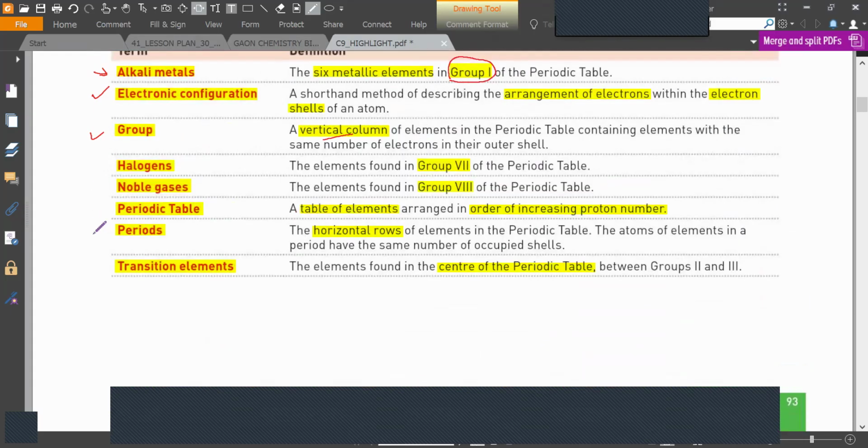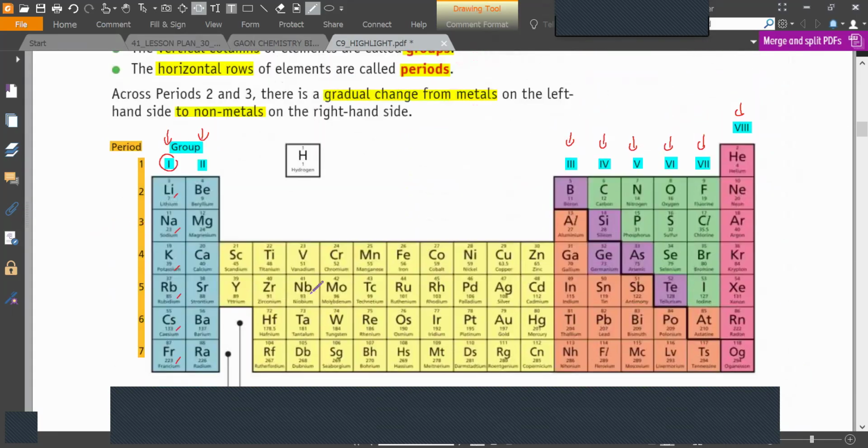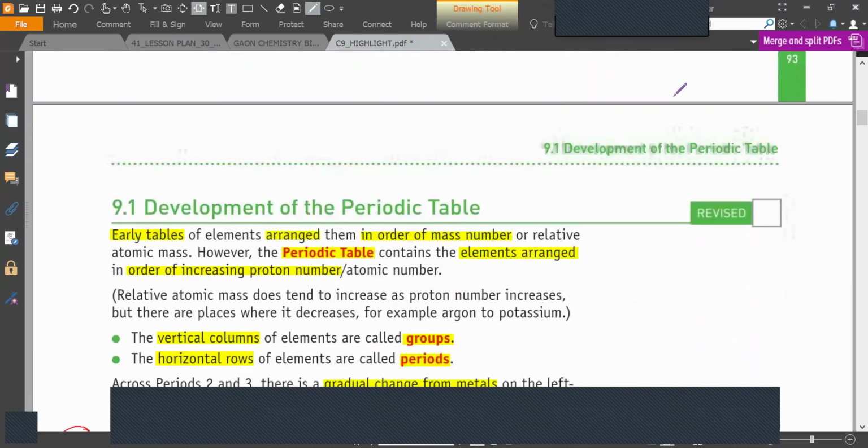We also have periods, horizontal rows: period 1, period 2, period 3, period 4, period 5, period 6, period 7. The period depends on how many shells of electrons. The group depends on how many outer electrons the elements have.